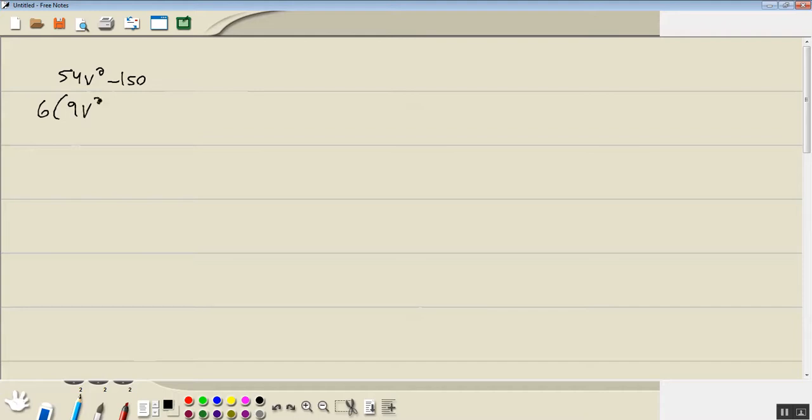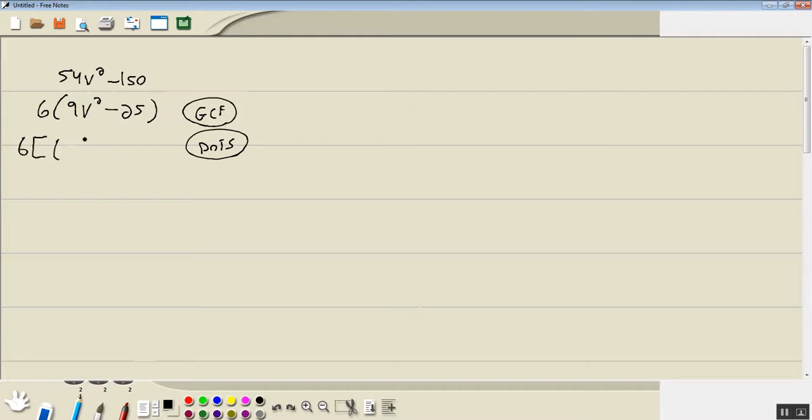So that'll give us 9v squared minus 25. That's GCF. Now, what's inside the parentheses is two terms with a minus between them, so I use difference of two squares.